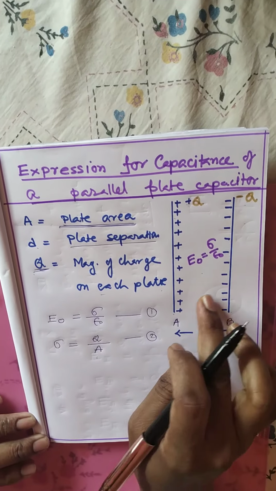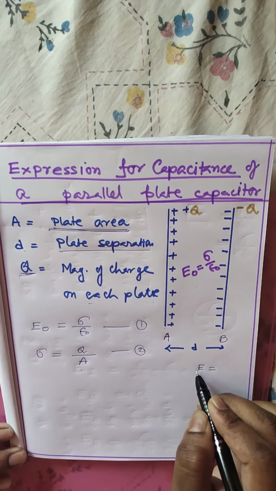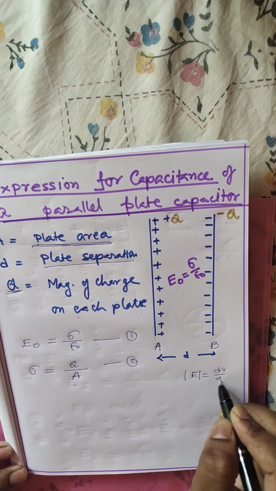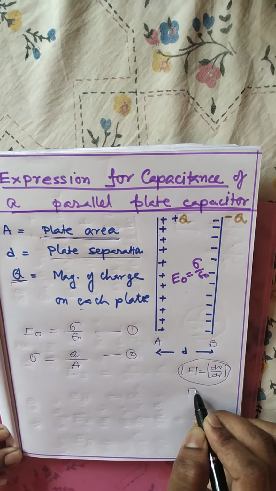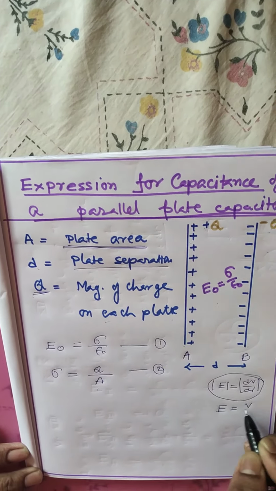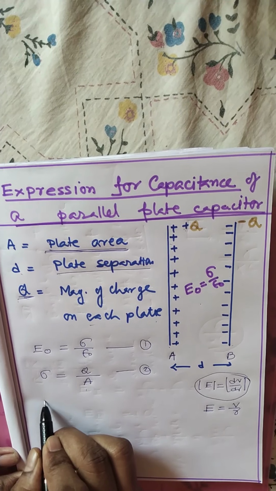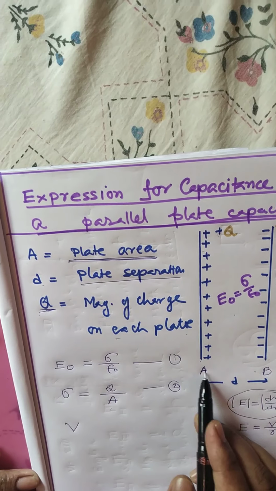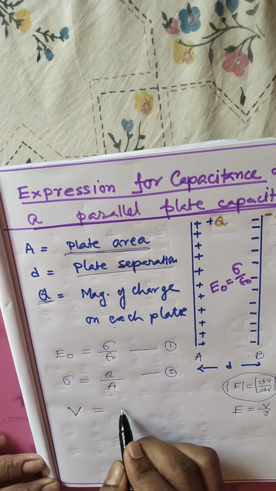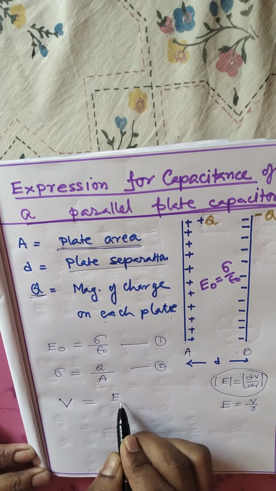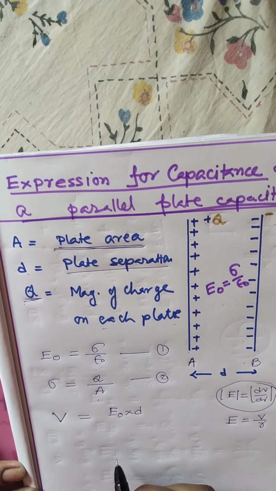In case of a uniform field, the magnitude of E is equal to dV by dr in magnitude. But in case of a uniform field, this we can write as E equal to V by r. The field is uniform. So in this case also, the potential between the plates A and B, let us represent it by V, then V will be equal to E naught multiplied by r. Here it is d, E naught into d.